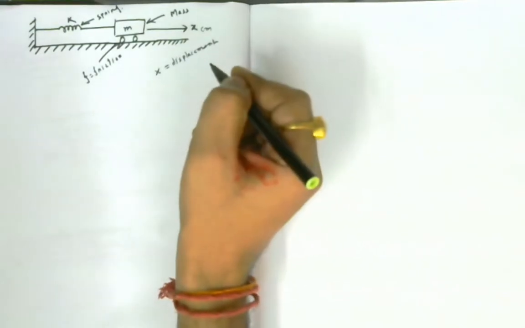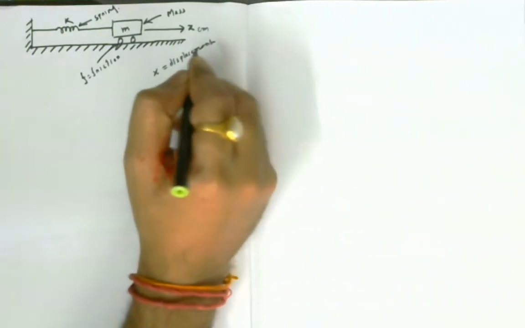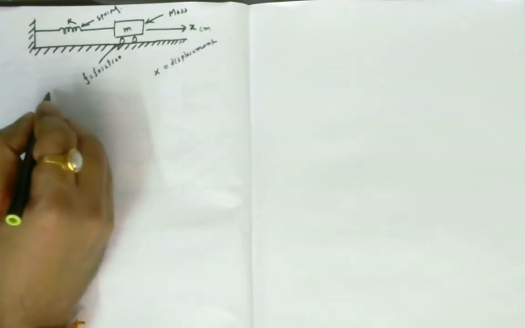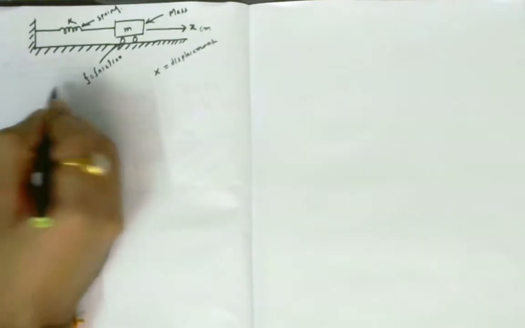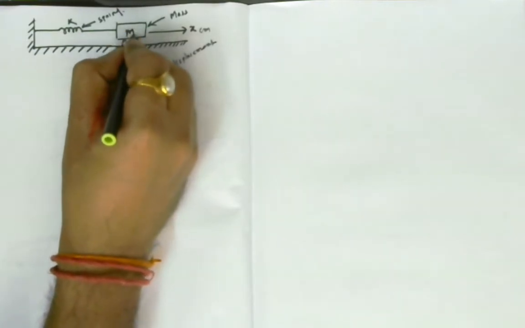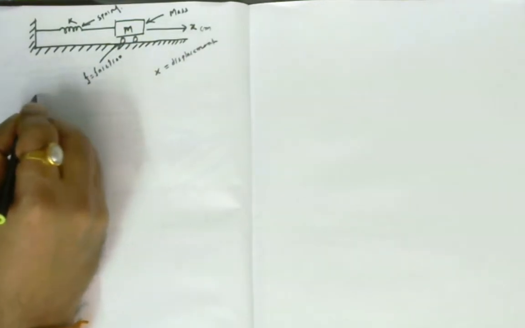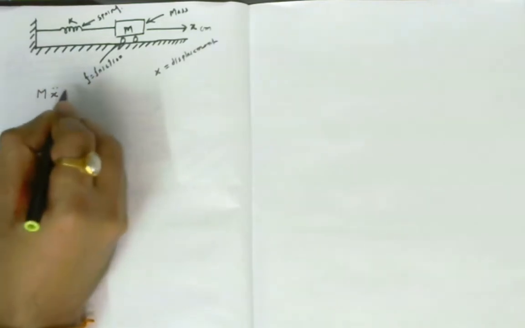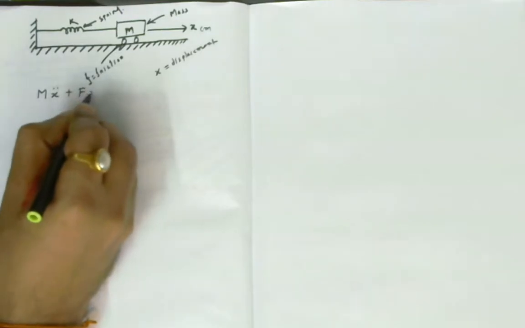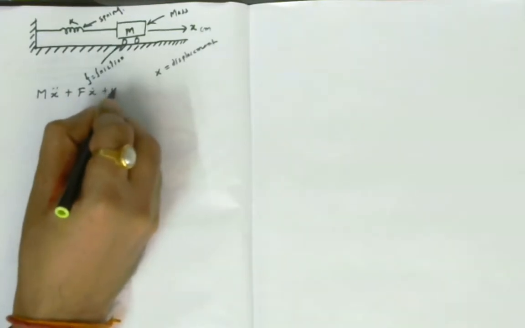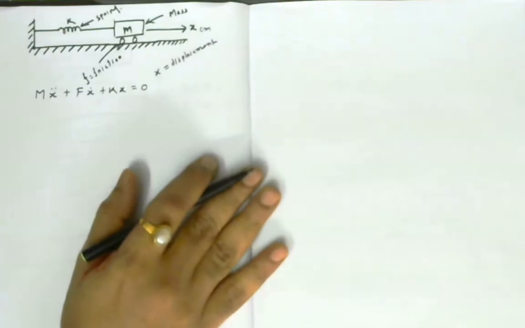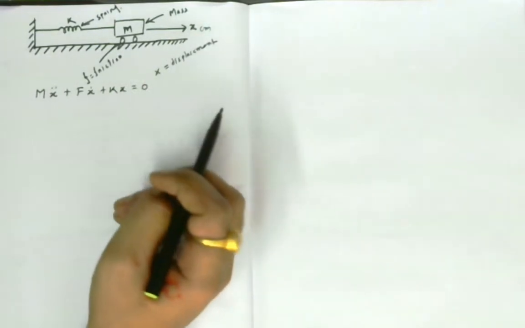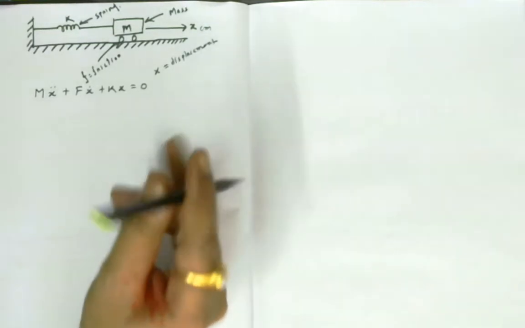Then what is the differential equation governing this system? Say this is capital M. The differential equation is M x double dot plus f x dot plus k x equals 0. There is no external force, that's why it's 0. This is a case of an unforced system.